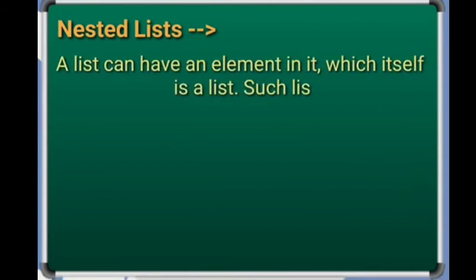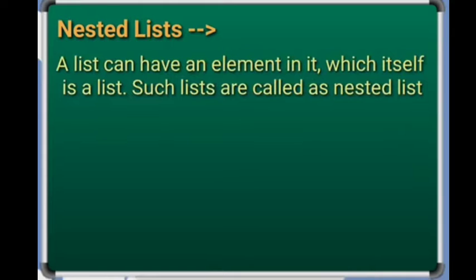Moving forward, we have the third list type, which is the nested list. A list which has an element in it which is itself a list is called a nested list, or you can simply say that a list within a list is called a nested list. Now let us see an example of a nested list here.